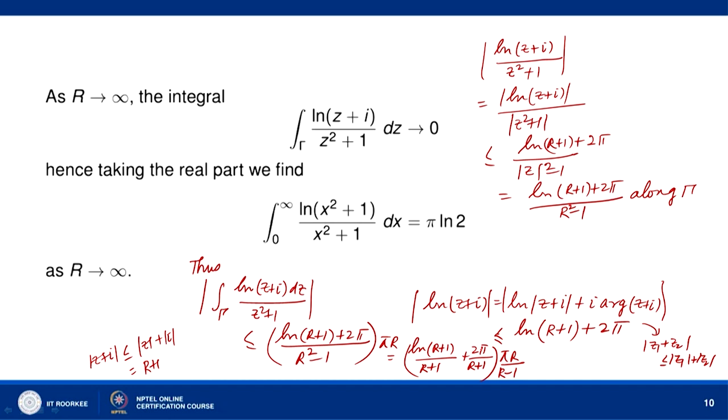Now, inside the bracket, 2π/(r + 1) goes to 0, and ln(r + 1)/(r + 1) also goes to 0, because ln x/x goes to 0 when x goes to infinity. So, this goes to 0 as r goes to infinity. This is how we show that this integral goes to 0 as r goes to infinity, and thus the integral from 0 to infinity of ln(x² + 1)/(x² + 1) dx is equal to π ln 2. So, with this we come to the end of this lecture, and we have finished the discussion on evaluation of real integrals using the residue theorem. Thank you very much for your attention.